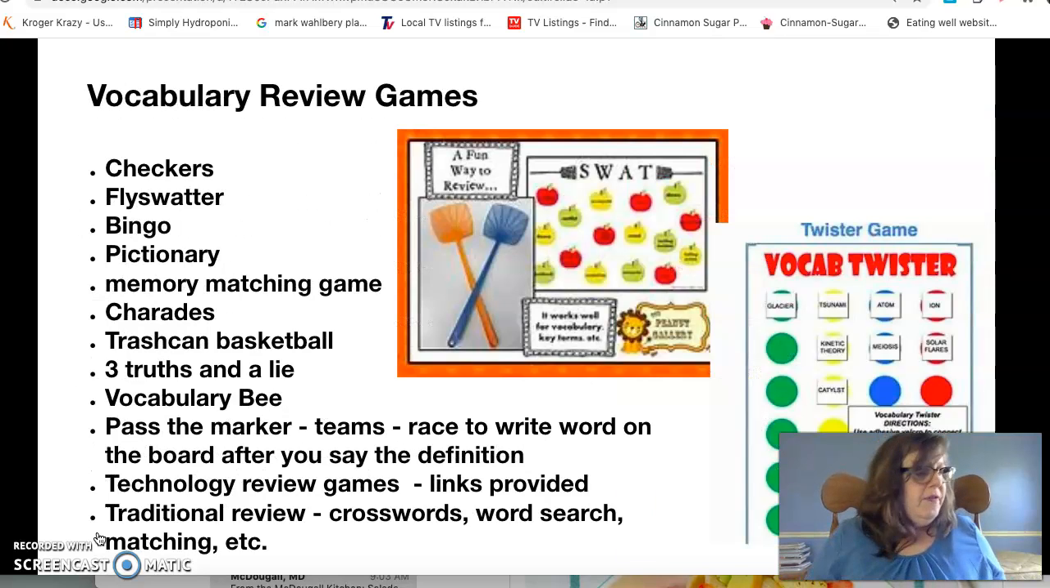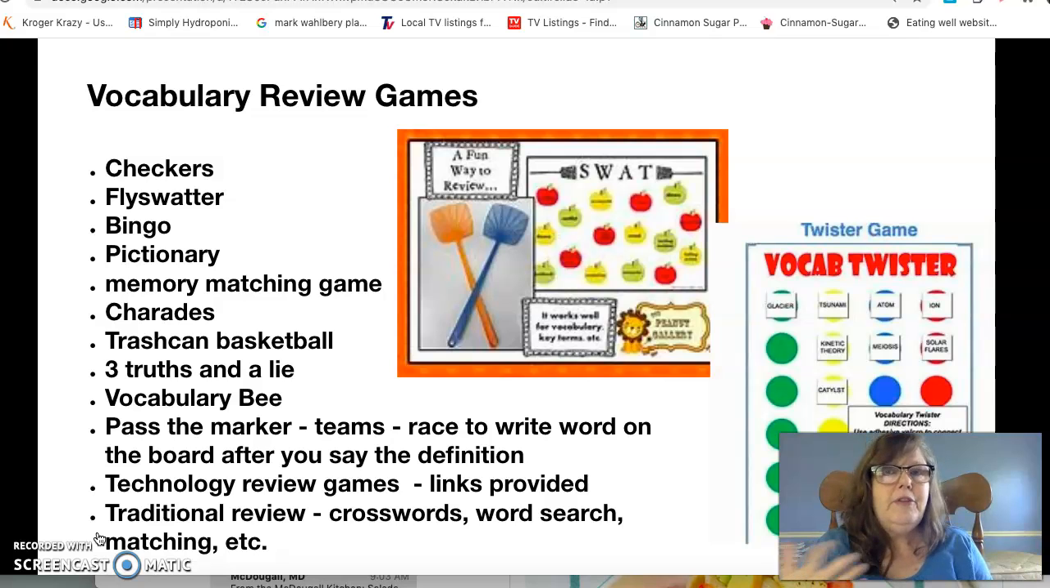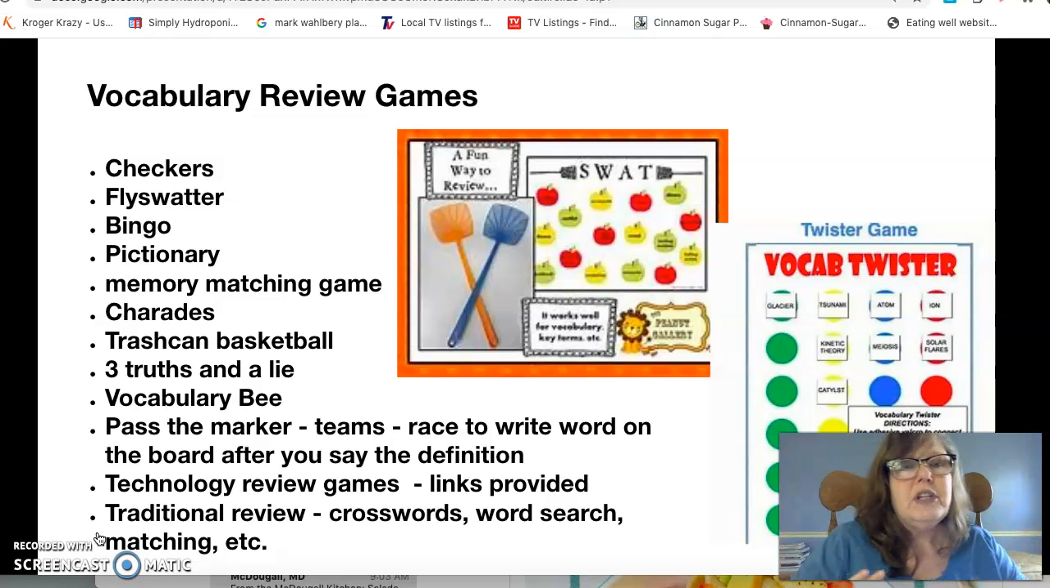Some ways to review vocabulary. When reviewing vocabulary, this is really important for students to keep remembering the vocabulary as we go along, and kinesthetic learning really helps them to practice the words. So there's a lot of different ways that you can do this. I have a list of games here: checkers, fly swatter, bingo, Pictionary, memory matching game, charades. All of these things require kinesthetic movement throughout the classroom, working in teams, or even just in groups. So there's a lot of different activities.